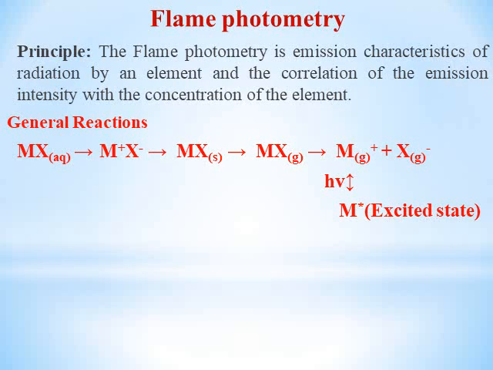The principle of flame photometry deals with exciting an element or an atom into various excited states. When excited, it comes back to its ground state by emitting a certain frequency of radiation. That frequency of radiation is called the emitted frequency or emission intensity. That emission intensity is correlated with the concentration of the element or atoms present during the excitation.